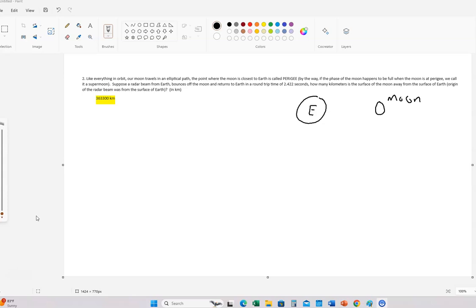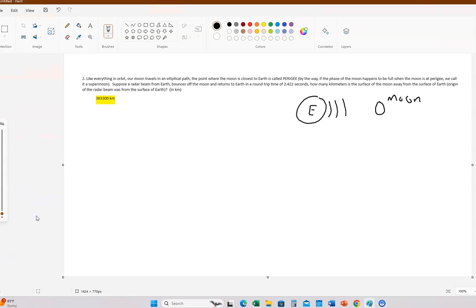Suppose we have a radar beam that travels from the surface of the Earth. Here this is going to be our radar beam. It's going towards the moon, and then it hits the moon and bounces back. This is the radar beam coming back.